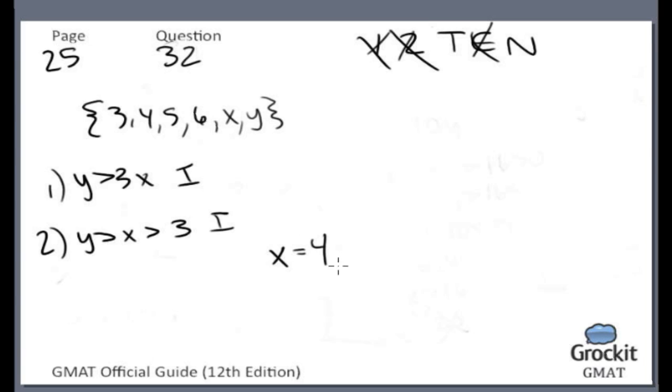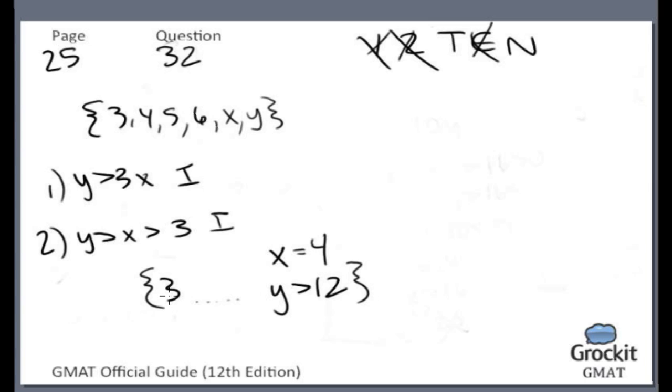This is the lowest possible value for the range of y. We also know then that y is greater than 3 times the value of x. So 3 times the value of x is 12, so y must be greater than that. Y is greater than 12. The smallest number in the set is now 3, and the largest number in the set is y, so it's 3, and then y is greater than 12.